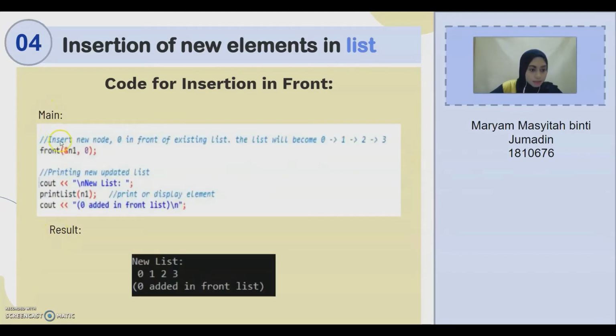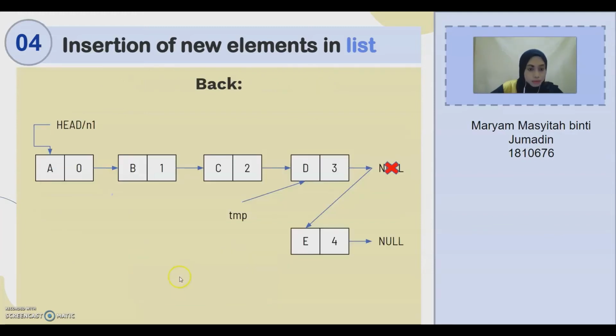In the main, we are going to list front N1, which is our head, N1 is our head, and the data that we want to input, which is 0. We insert new node 0 in front of the existing list. So the list will become 0, 1, 2, 3. This is the new result. Previously it is 1, 2, 3.